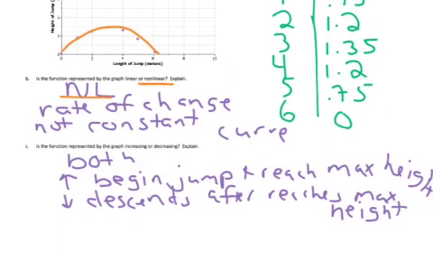Also, the function, is it increasing or decreasing? Well, in this case, both are occurring. It's increasing from the beginning of the jump to when they reach the max height, and then once the person reaches the max height, they have to start to descend to get back to the ground, and that's when it's decreasing. So it's basically increasing over here until it reaches the max height, and then descends once they reach the max height.